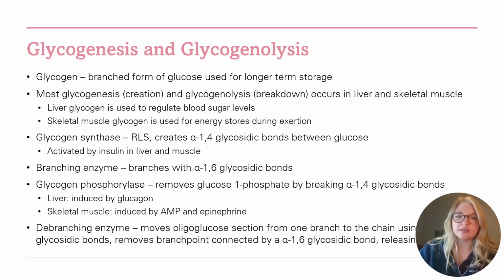There are two main enzymes involved in glycogenesis: glycogen synthase and branching enzyme. Glycogen synthase is the rate-limiting step in glycogenesis and is induced by insulin in both the liver and the muscle, which indicates that the body is in a well-fed state and is not actively needing glucose. Glycogen synthase creates an alpha-1,4 glycosidic linkage between glucose molecules, and then branching enzyme comes in and is going to branch these molecules with alpha-1,6 glycosidic bonds.